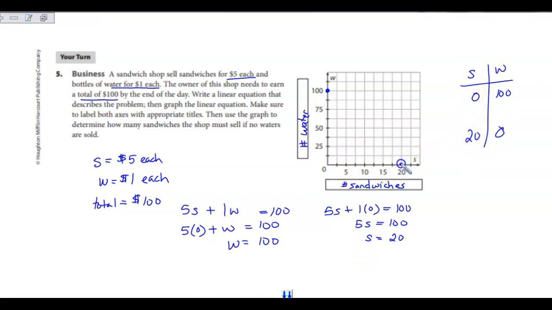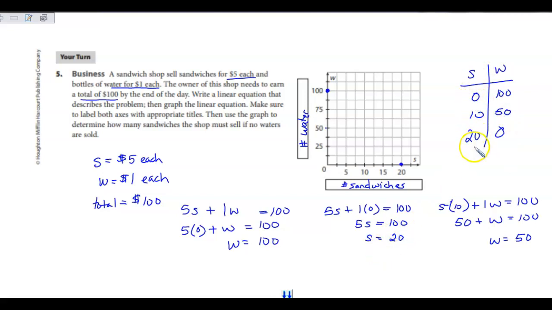So 20 sandwiches. And I could pick any number through here. I am going to go ahead and pick 50 because it's right in the middle. Oh, wait, sorry, I'll go across here. 10's in the middle. So if I sell 10 sandwiches, that's 50. Subtract 50 from 100. So if I sell 10 sandwiches, I can sell 50 water bottles.